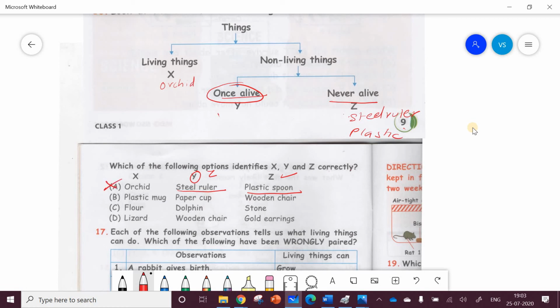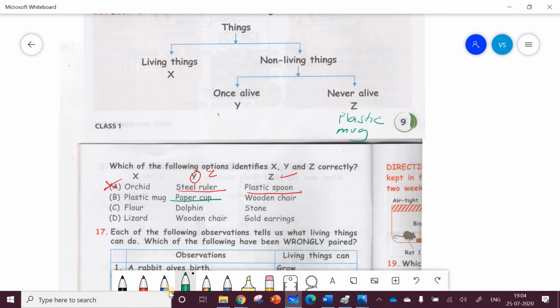Now can you tell me in B what is coming where? Plastic mug. Where will it come? I told you plastic can never be alive. So where will plastic come? Never alive, in Z. Very good. Perfect. Now where will paper cup come?